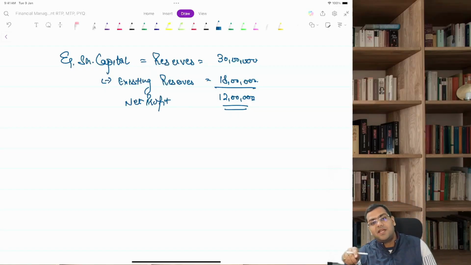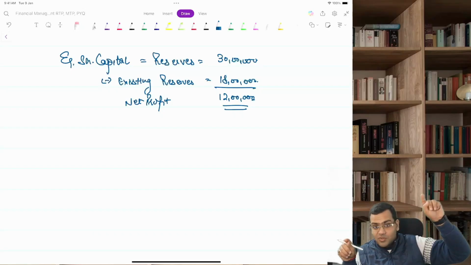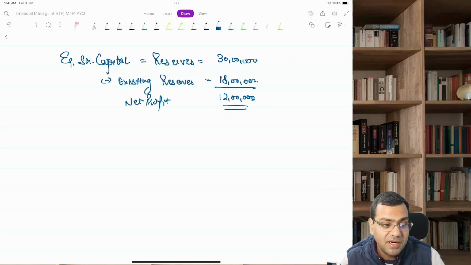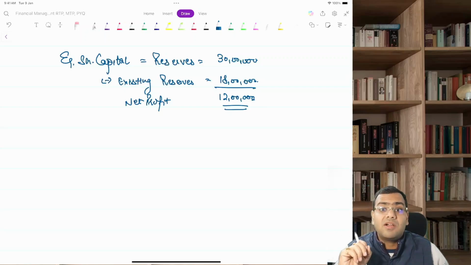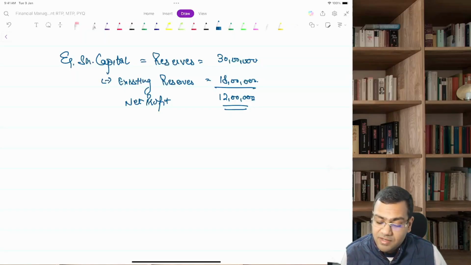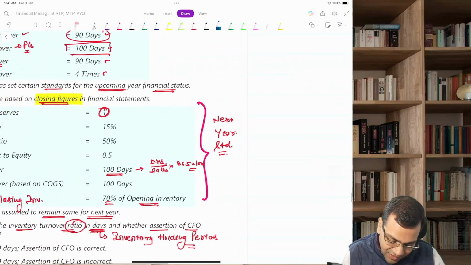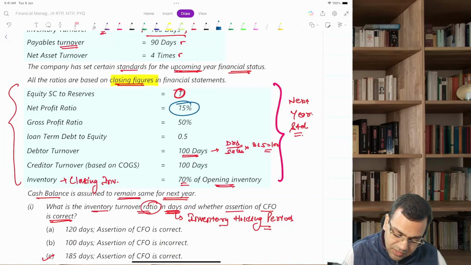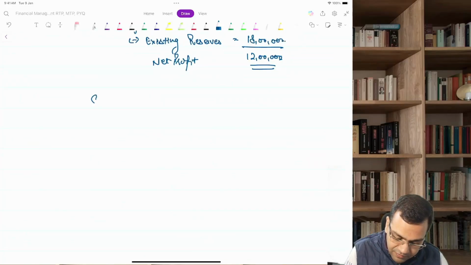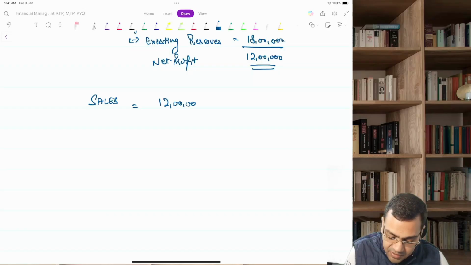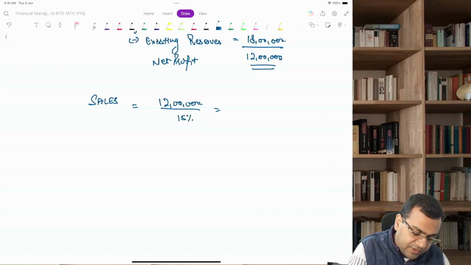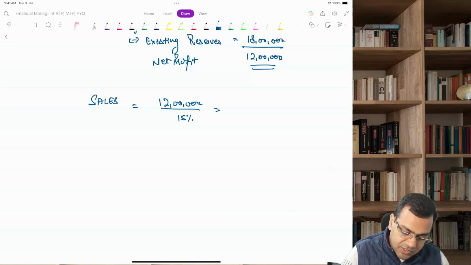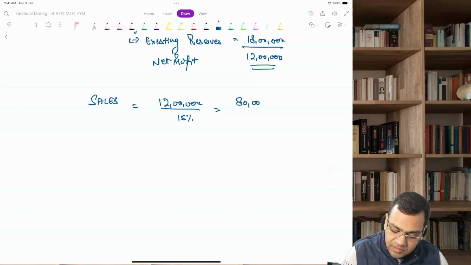Your existing reserves are 18 lakh. Now next year you are saying that the reserves will be equal to share capital. The reserves will be 30 lakhs. Now why will the reserves be 30 lakhs, sir? Because there is a 12 lakh of net profit that you have earned in this. Now can you find out sales? Yes, sir. Now we can find out, because the net profit ratio we are having is 15%, right? So now we can calculate the sales. The sales will be 12 lakhs of net profit divided by 15%, that comes to 80 lakh rupees of sale.